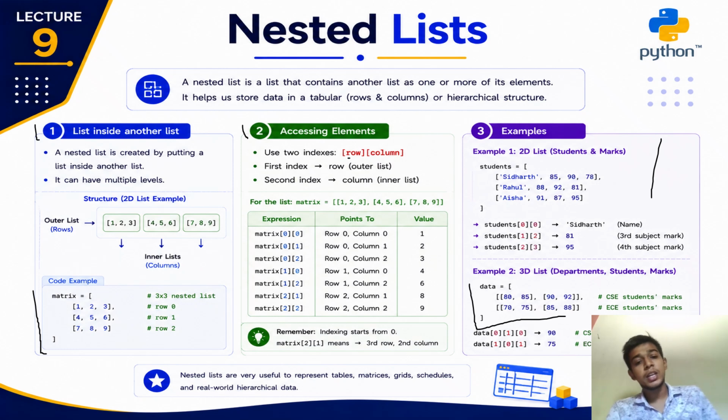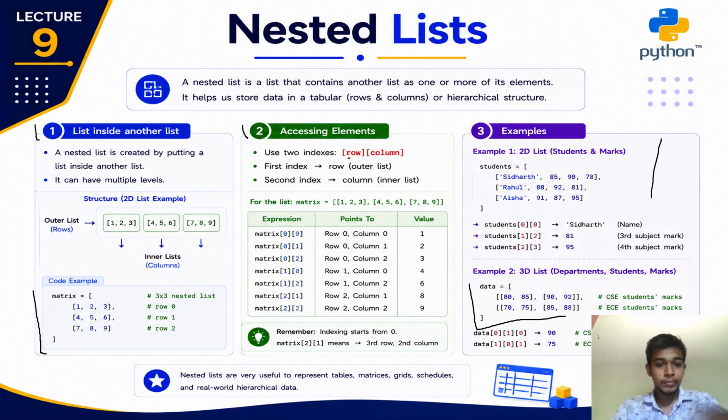Now, where are nested lists used? Nested lists are very useful in real-world programming. Some common examples are student records, mark sheets, seating arrangements, timetables, matrices in mathematics, and game boards. Whenever data is arranged in rows or columns, nested lists are a great choice.